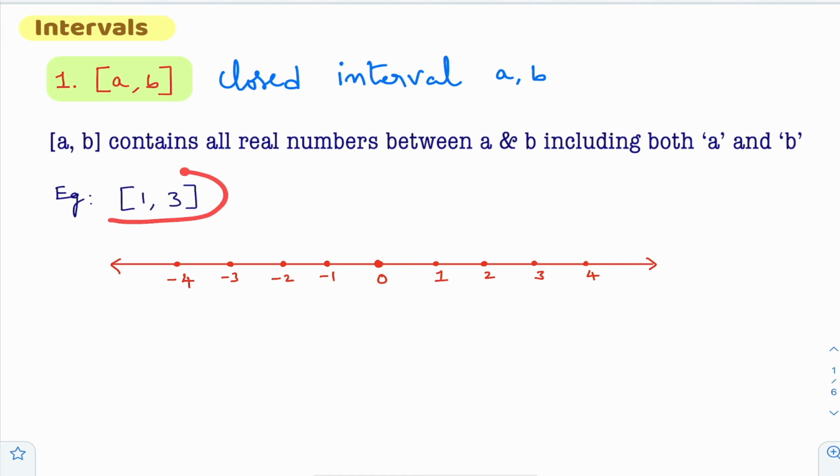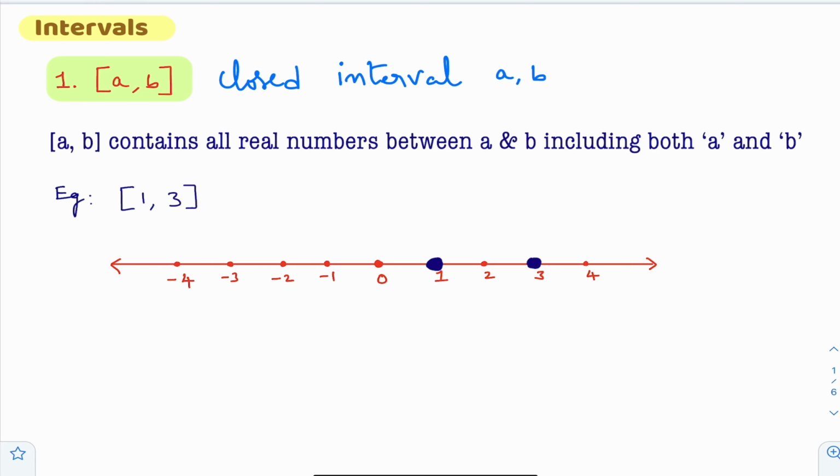I will mark this closed interval on this number line. See here, first 1 is there. You write a dark circle. That means this is a closed interval. Closed interval means 1 is also included, 3 is also included. That's why I'm marking a dark circle here. At 3 also you mark one dark circle. Why this dark circle here? Because this is a closed bracket.